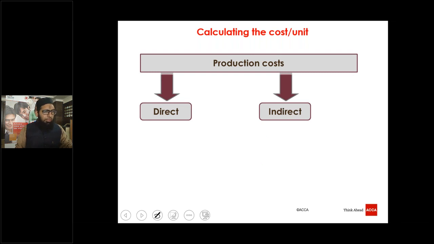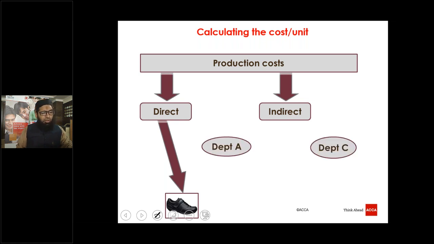First of all, the production cost includes two different types of cost. One is direct and the other costs are indirect. Now, the direct costs are directly charged to the product. So for example, for a shoe manufacturer, a pair of shoes is his product, his final cost unit.